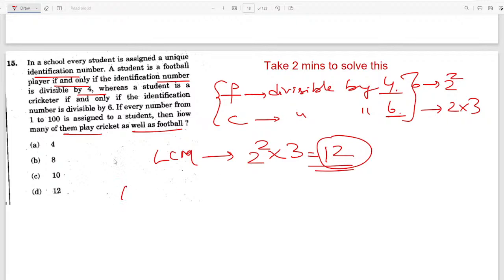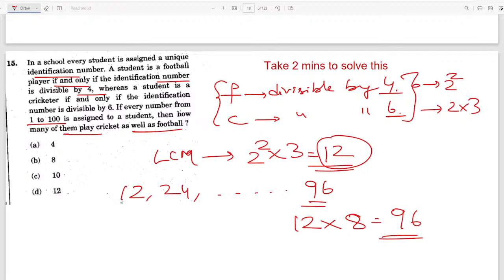So multiples of 12 till 100, from the numbers 1 to 100, are 12, 24, and so on, and the last number is 96. There are 8 numbers like this, 12 8s are 96, and the students with these identification numbers are both footballers and cricketers. So there are 8 people.